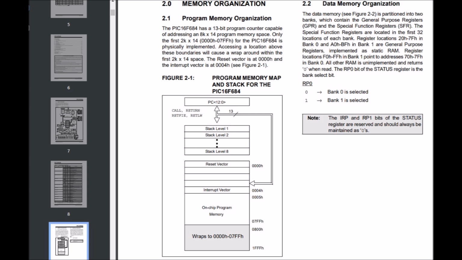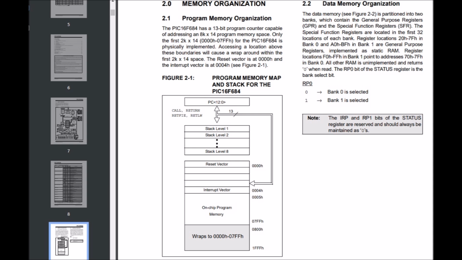Non-volatile storage. Flash memory retains its content even when the power is turned off, making it ideal for storing the program code. In-circuit serial programming, ICSP. The flash memory can be programmed while the microcontroller is installed in the circuit using ICSP, enabling easy updates and modification to the firmware.